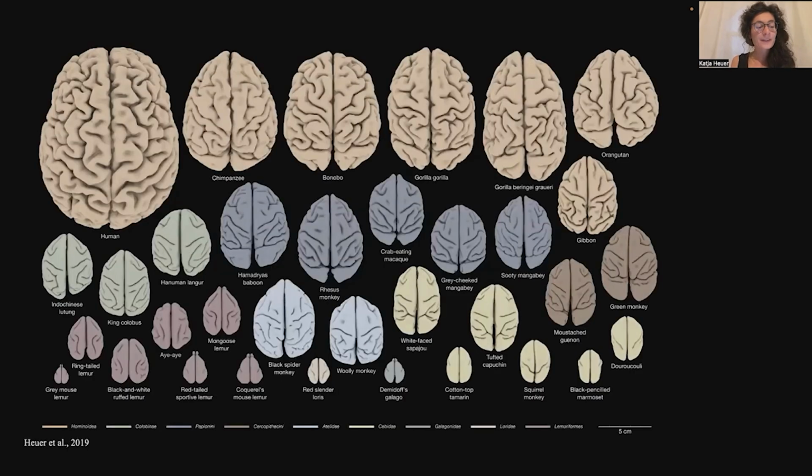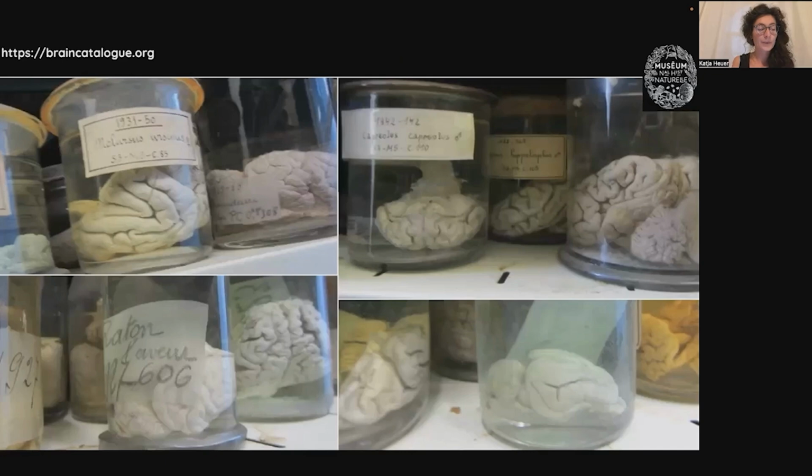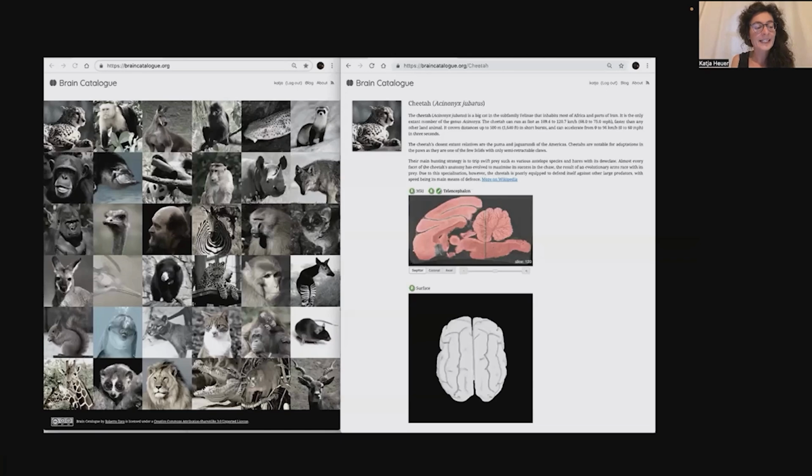And so the data you've seen throughout the slides is openly available, for example, through our Brain Catalog project, which is a collaboration with the Natural History Museum in Paris, where we scan their collection of brains and make all the data freely available. So we already share more than 40 species online for collaboration and with a simple interface to segment the data together.